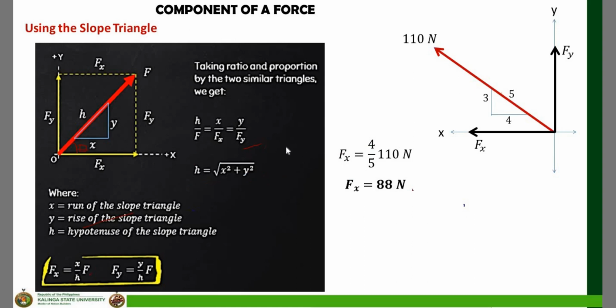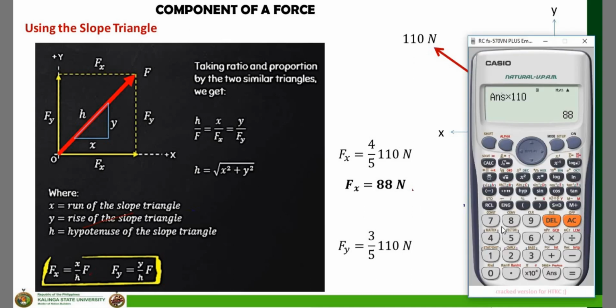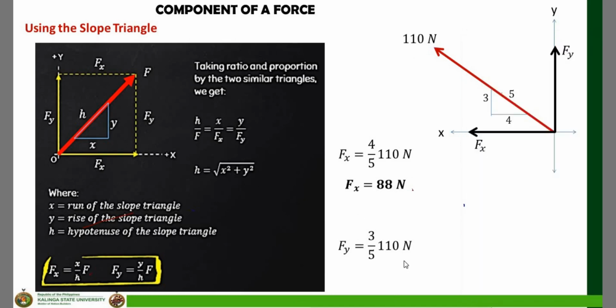So next, we solve Fy. Again, direct substitution into our equation. Fy is equal to y over h times F. In this case, my y, or the rise of the slope triangle, is 3. I have to divide that by the value of my hypotenuse, 5. Then multiply that by F, or 110. And my answer here is 66 newtons.